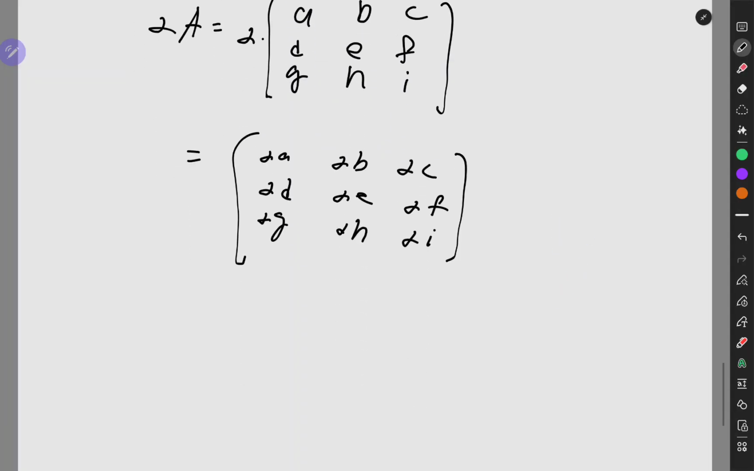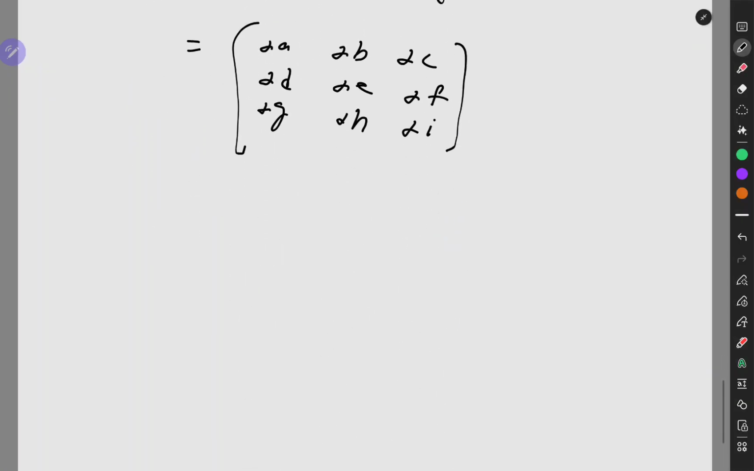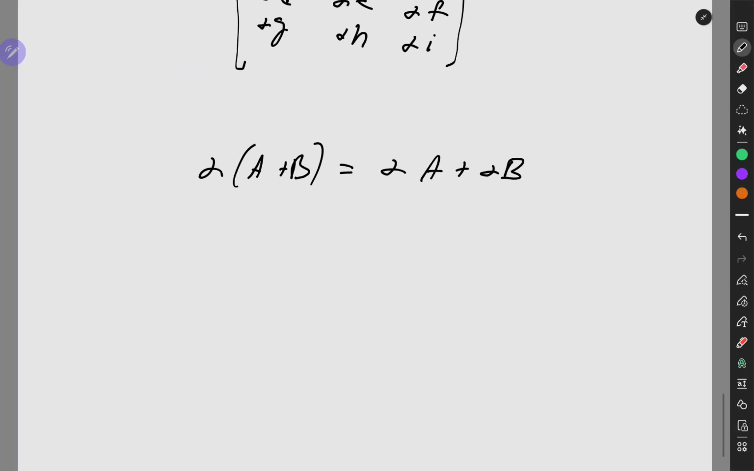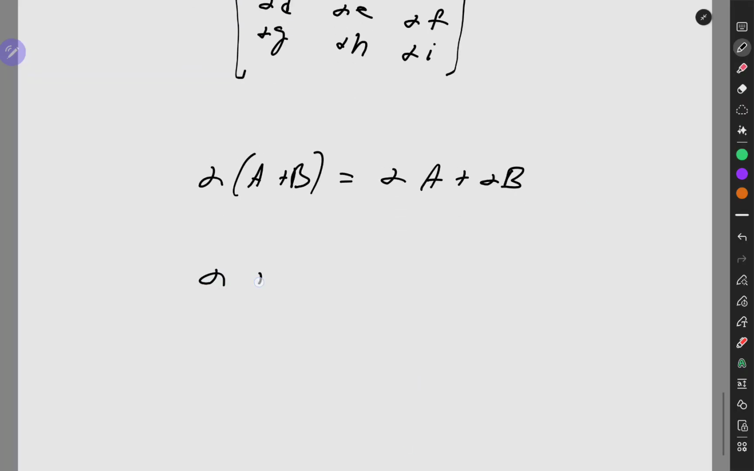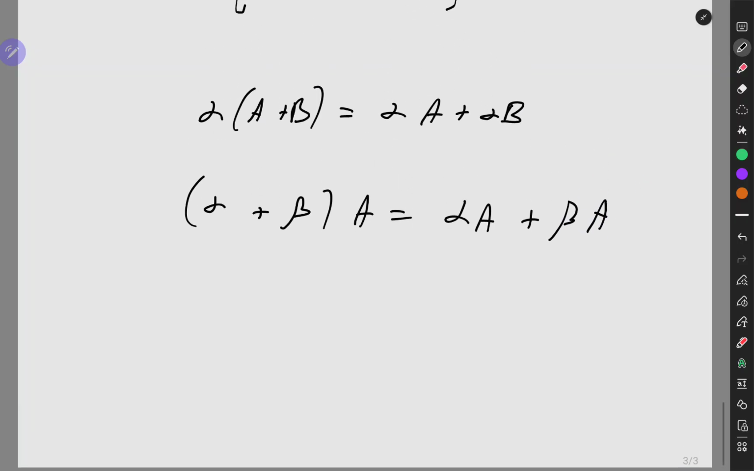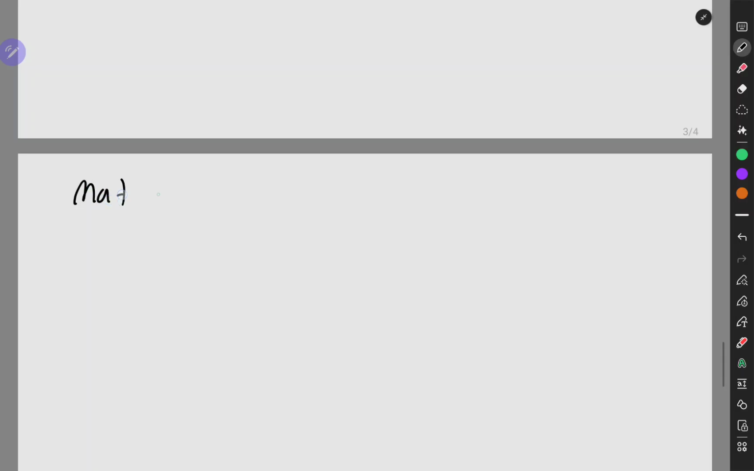So if you're doing the same property up here, the distributive law, it'd be the same thing. Say you had two different ones, like alpha and beta, for example, and you multiply it by A. That's the same thing as adding two different matrices, one that's multiplied by alpha and one that's multiplied by beta. That's all. So now this takes us into matrix addition properties.